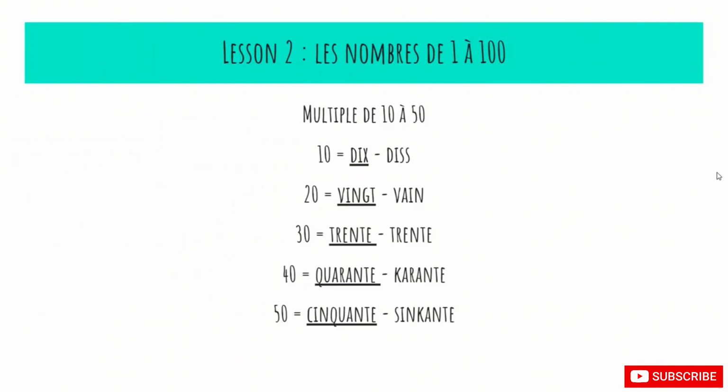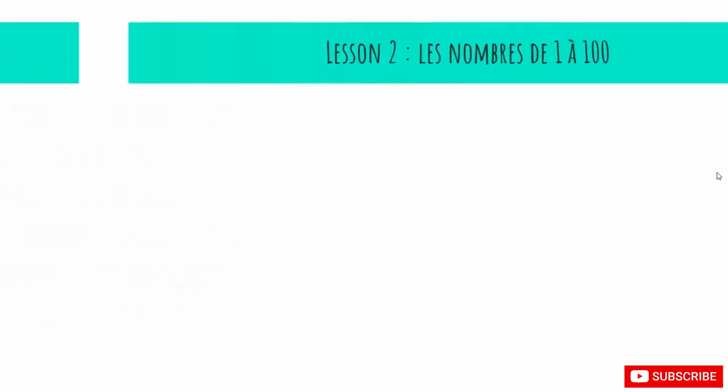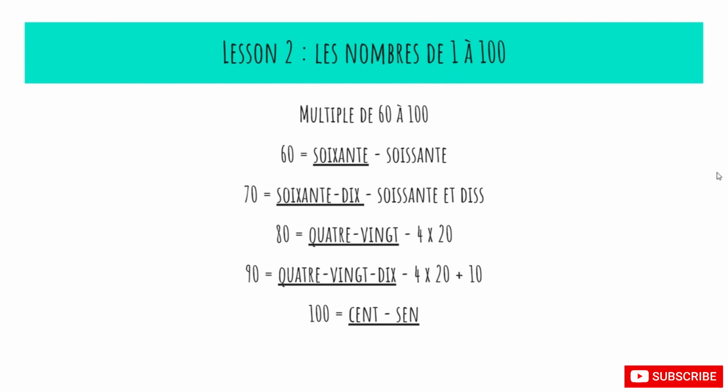So now the multiples from 10 to 50. The 10 is pronounced dix, 20 is vingt, 30 is trente, 40 is quarante, and it's not a T but a K sound, like a K. 50, cinquante. And 60, soixante. 70: you have the possibility to say soixante-dix or septante. 80: so 80 is like 4 times 20. 90 is more like 4 times 20 plus 10. And 100.